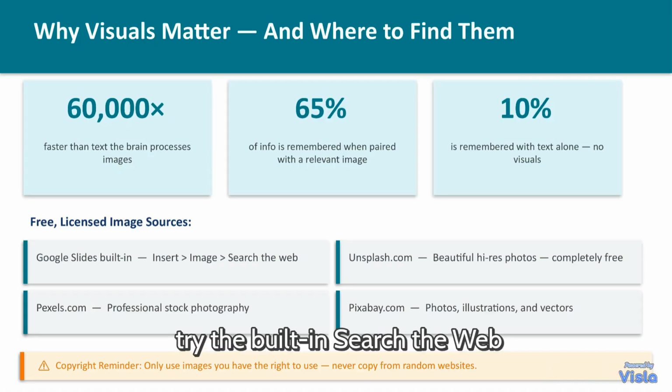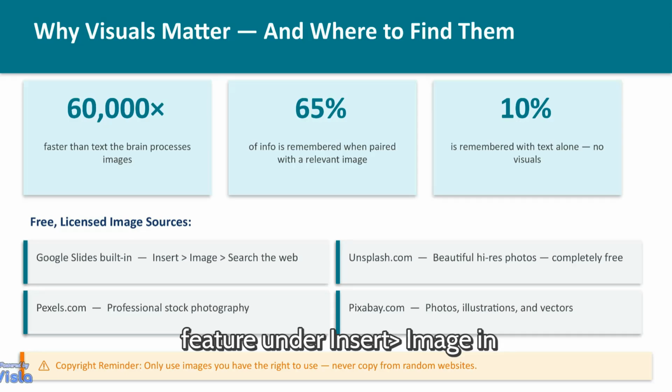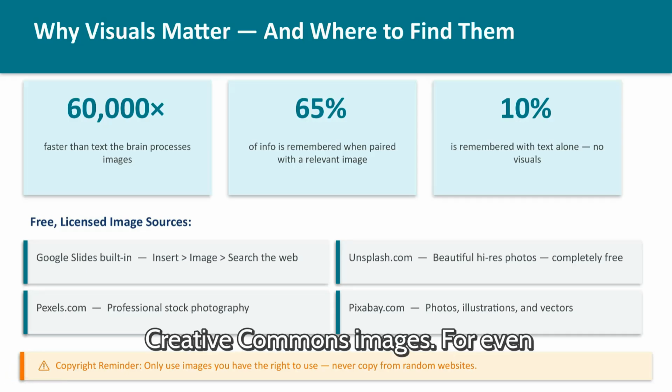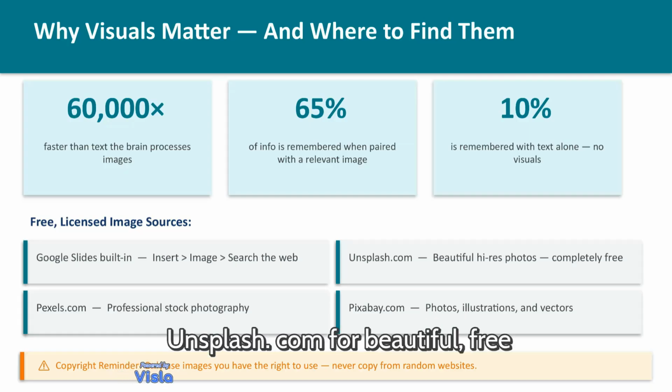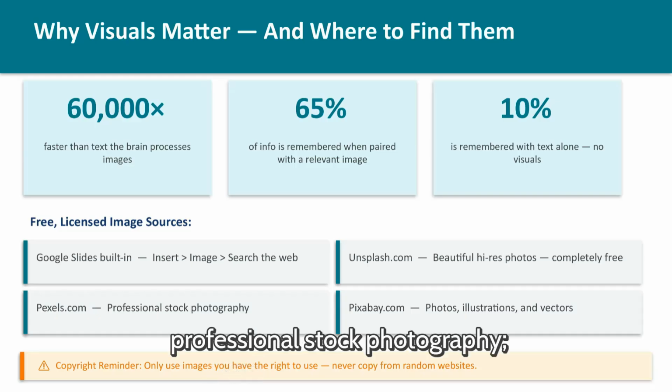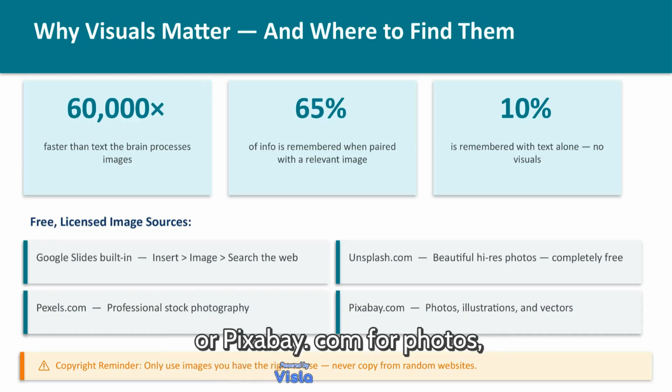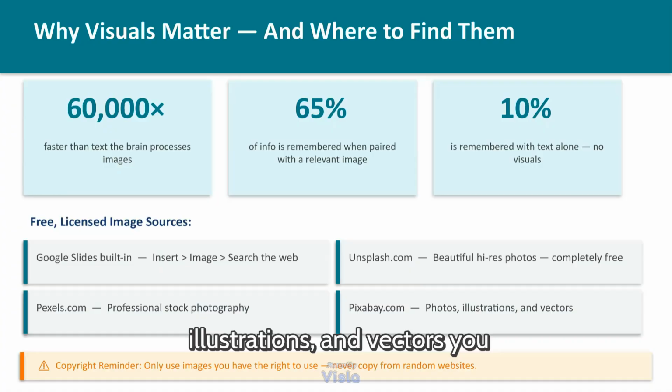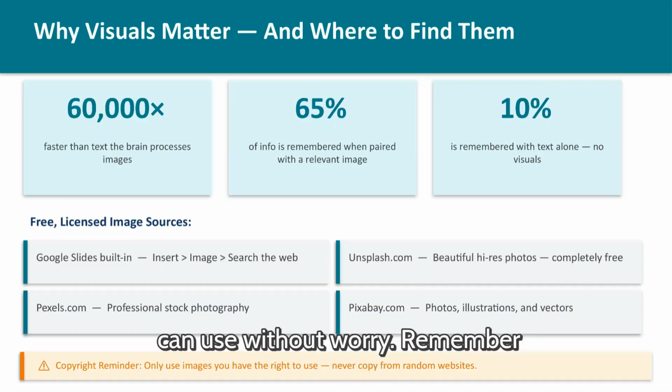First, try the built-in Search the Web feature under Insert Image in Google Slides for quick access to Creative Commons images. For even richer collections, head to unsplash.com for beautiful, free high-res photos, pexels.com for professional stock photography, or pixabay.com for photos, illustrations, and vectors you can use without worry.